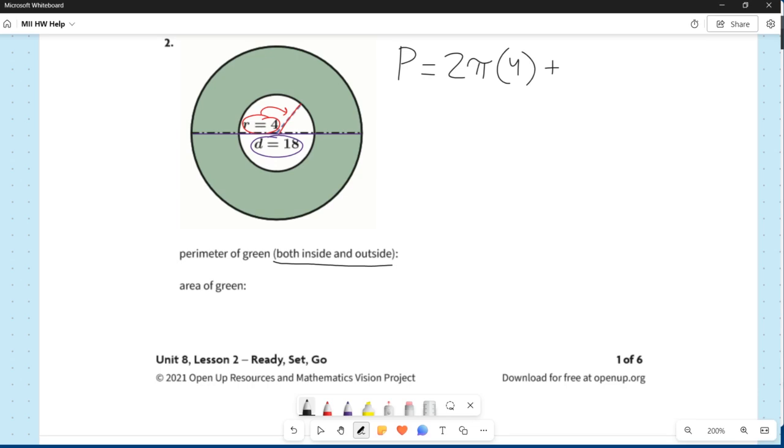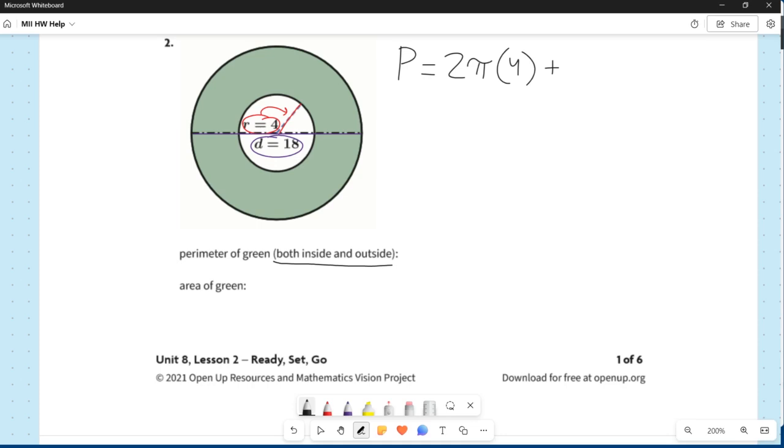Well, they gave us the diameter, and one thing that we could do is take the diameter and get the radius, which is 9, and then plug it into the same formula, 2 pi r. However, there's also another, it's not really a different formula, it's the same formula, just expressed differently. You can also find the circumference by simply taking pi times the diameter.